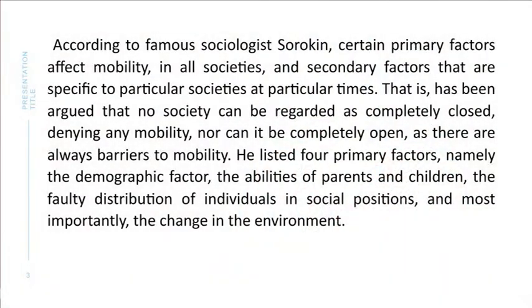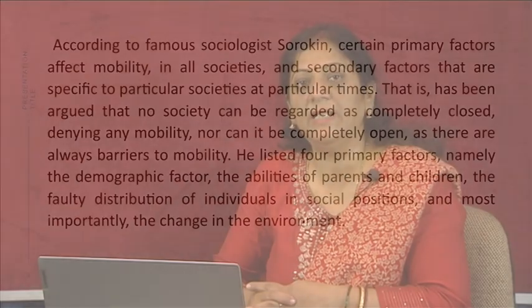P.A. Sorokin listed four primary factors which are responsible for social mobility. First is the demographic factor, second is the ability of parents and children, third is the distribution of individuals in social positions, and most importantly, the change in the environment. These are the four prominent primary factors given by P.A. Sorokin. We will discuss them one by one, and let us start with the first primary factor.